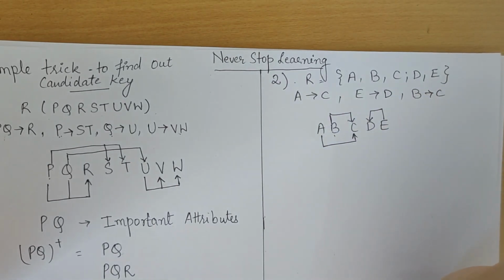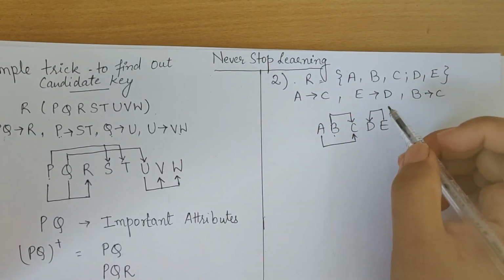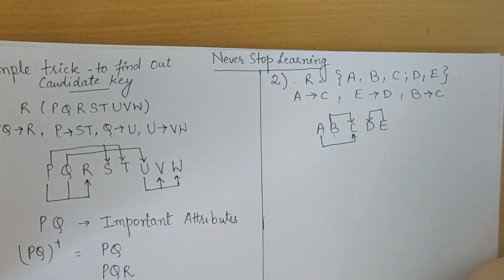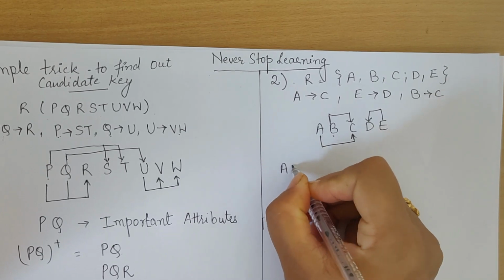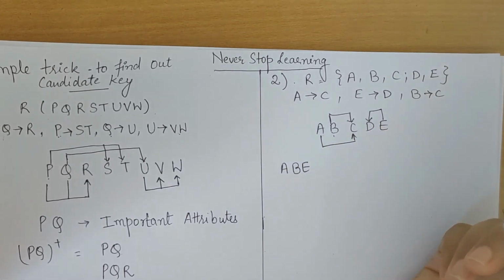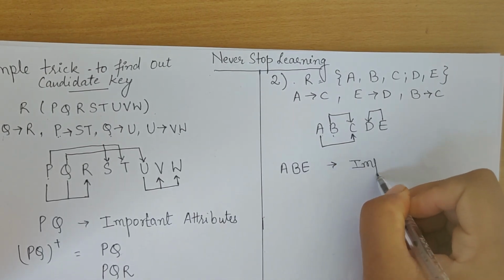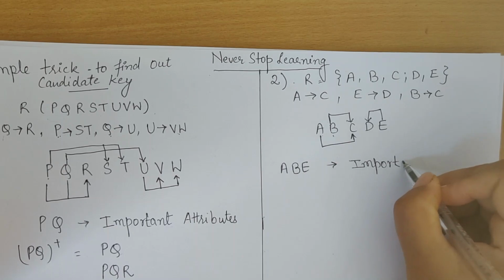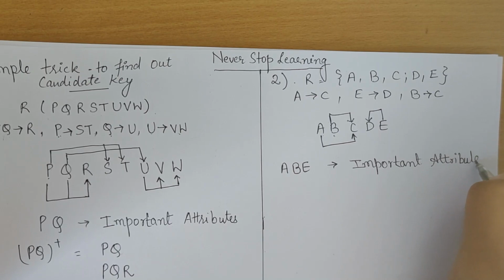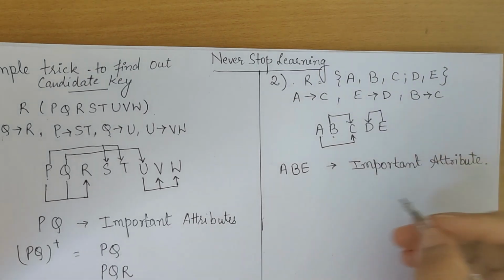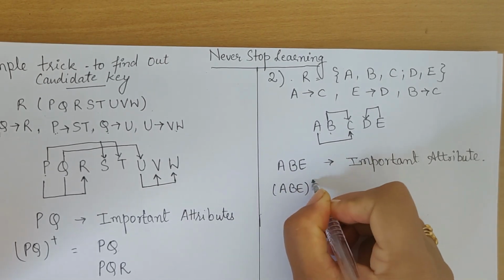Now which elements are not having any incoming direction? As you can see, A is not having any incoming direction, B is not having any incoming direction, and E is not having any incoming direction. That means ABE is the important attribute. Now that we have the important attribute, let's check whether ABE is a candidate key or not.